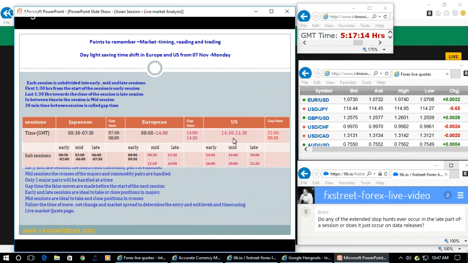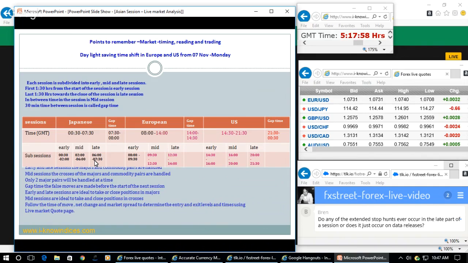Here mid sessions they handle across, and then during the late session, they could make a breach of the low and stay below that. That is how the extended stop move will be. So in the event the data release is during the European session, most of the time you come across data release around late European session. In that situation, European session will be the first session, then the US session will be the second session. The next day, Japanese session, they will make the continuation of the move and reverse. And the extended move could happen during the late Japanese session.